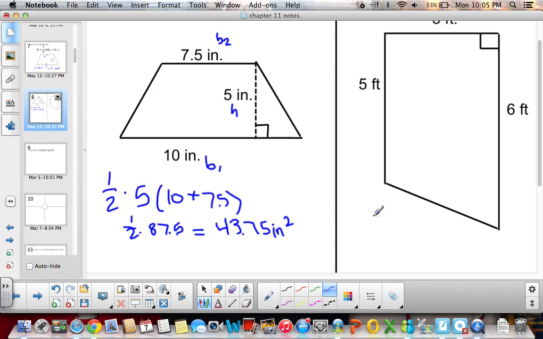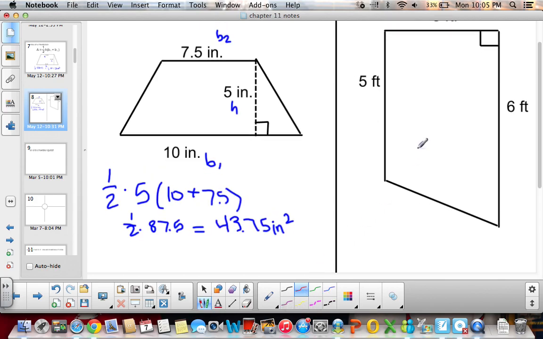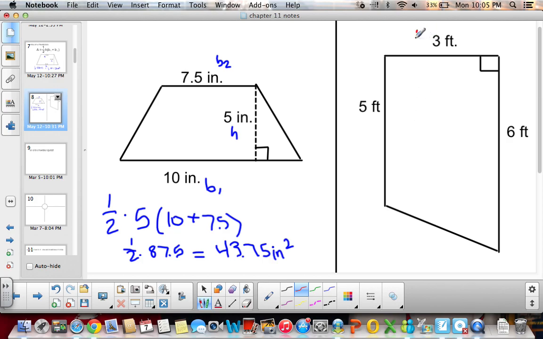So this trapezoid is flipped on its side. So this is actually our height. This is our base 1. It doesn't matter which one you label. And this is our base 2. Our bases are the sides that are parallel. So remember, a trapezoid has one pair of parallel sides. That is our base 1 and base 2. And then our height is the distance between the two bases, the straight line between the two bases.